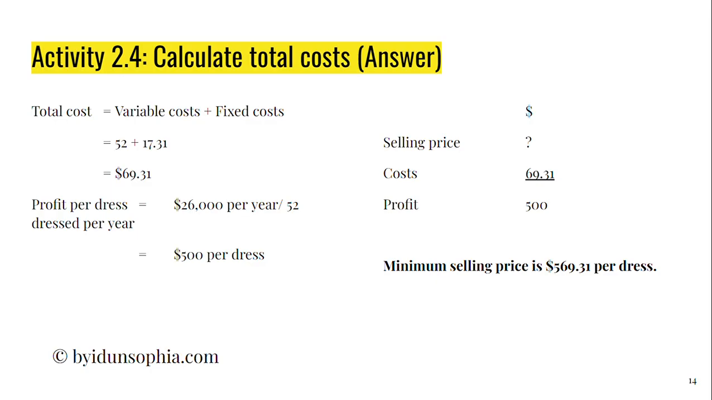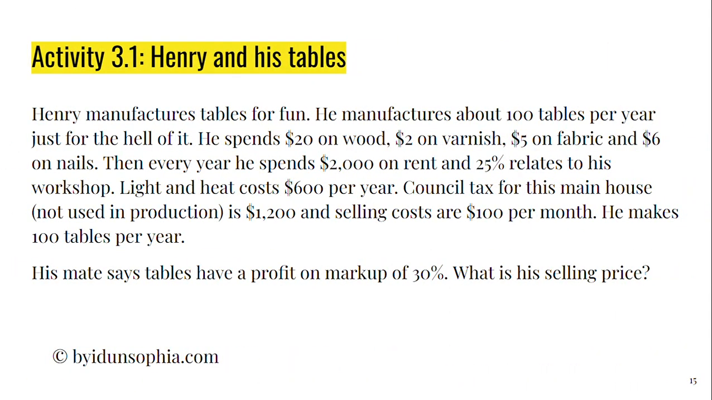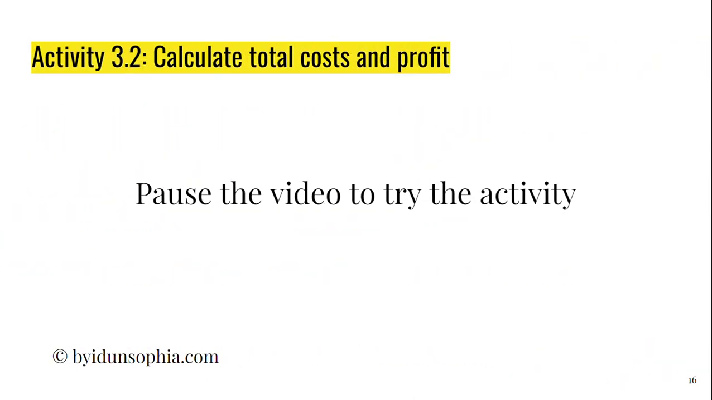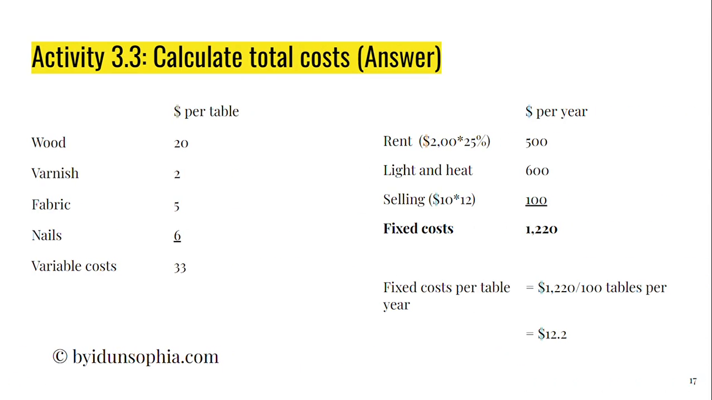Okay, have another go. Let's look at Henry. The question is in your student pack. Pause the video while you have a go. So this is the answer. And if you forget to divide your fixed costs by the number of units he's going to make, you get some crazy number.